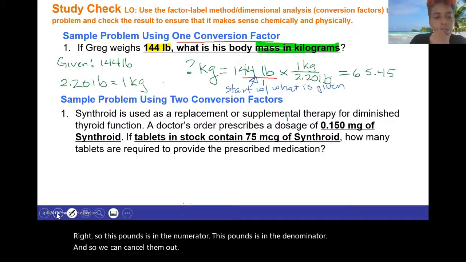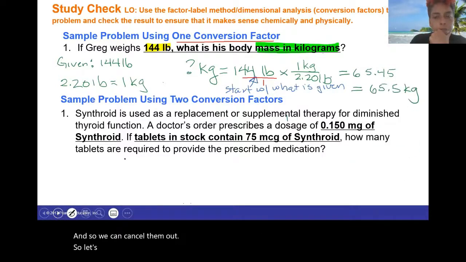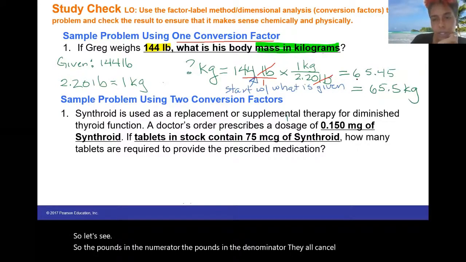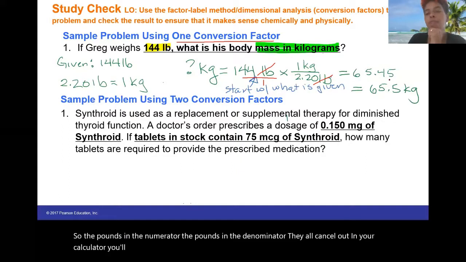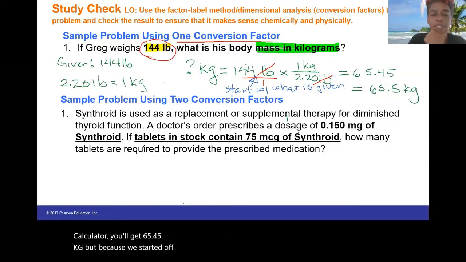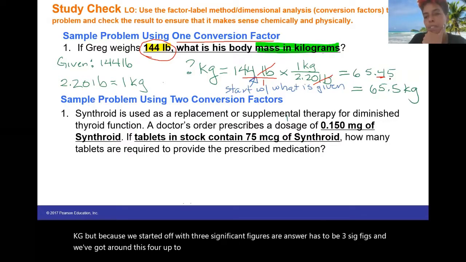So let's see, the pounds in the numerator and the pounds in the denominator all cancel out. In your calculator, you'll get 65.45 kilograms, but because we started off with 3 significant figures, our answer has to be 3 sig figs, and we've got to round this 4 up to a 5 because the number next to it is 5 or greater.